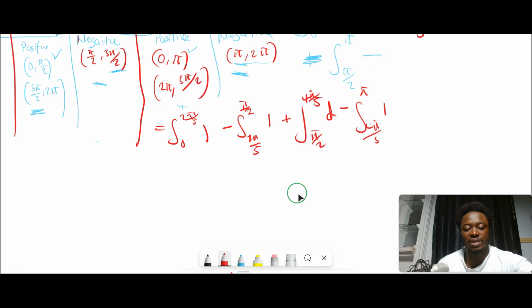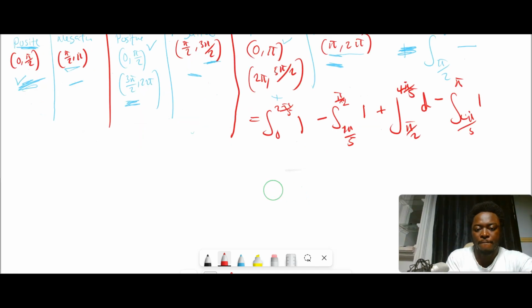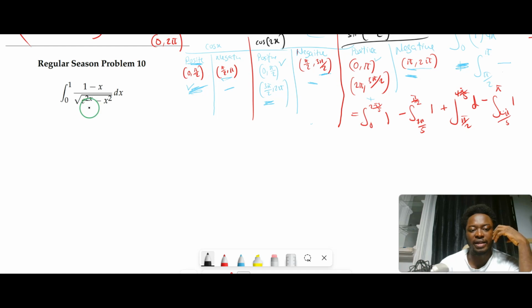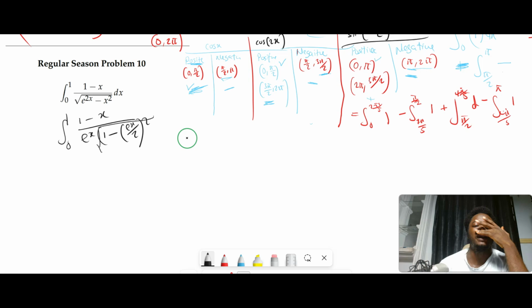So let's look at problem 10 on our hand here. This one is going to equal, you factor out e to the x from here, you get the integral from 0 to 1 of (1 minus x) divided by e to the x, then you get the square root of 1 minus (x over e to the x) squared. Of course, everything is on the square root side. Then if you take u to be x divided by e to the x.